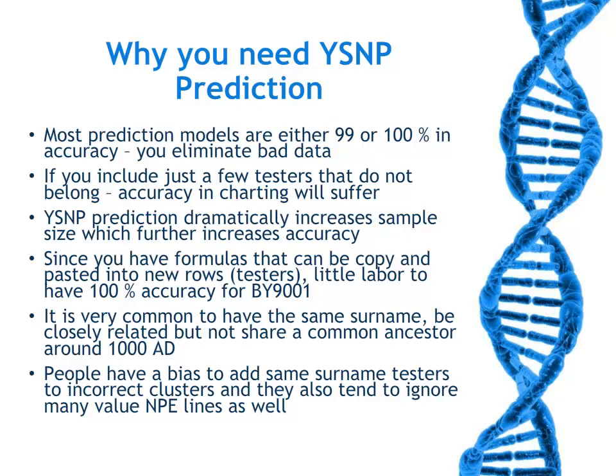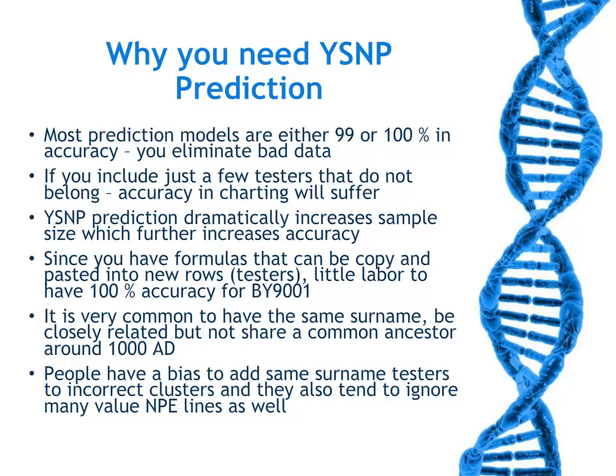Y-SNP prediction dramatically increases the sample size, because now you can go through and just find all the ones that you think are possibly related, run your model prediction, and see if they are or not. So this makes a highly productive way to determine who belongs to your haplogroup and who doesn't. Since the formulas can be copied and pasted for new rows, which are new testers, there's little labor once you've established the first signatures and models. And BY9001 has 100% accuracy, so this is encouraging.